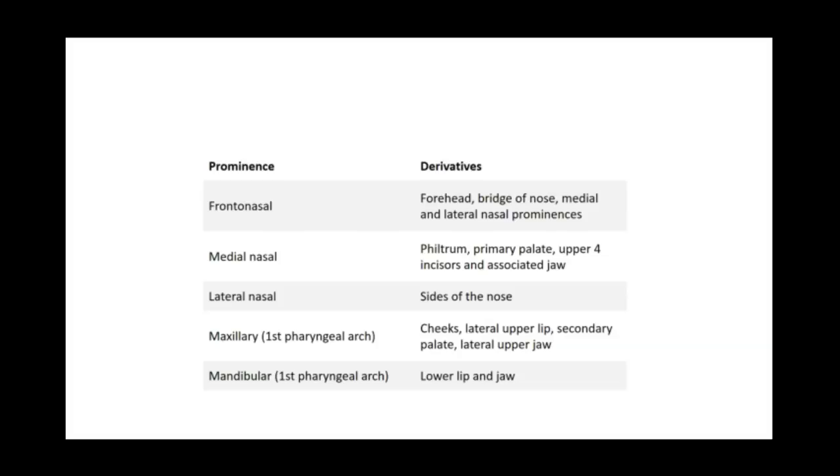Okay, so the philtrum, that is the cleft that you see in the middle line below the nose and in the upper lip, is going to develop from the medial nasal and the primary palate. The lateral nasal is going to give rise to the sides of the nose, what we call the ala of the nose, which is going to be developed from the lateral nasal.